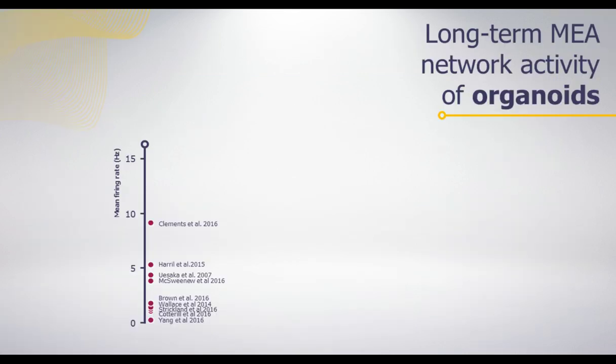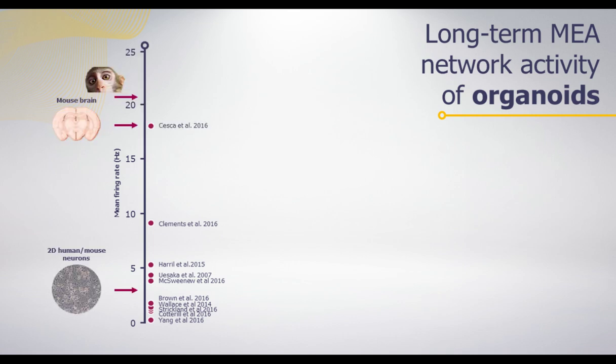And our data has to be compared to something. So what we are plotting here is a mean firing rate in hertz, which is an overall measure of brain activity. And we plotted some of the work that was previously done using iPS-derived cells or mouse primary cultures. So I think you can appreciate that most of the work done so far is below the 5 hertz threshold. So how does this compare to the brain?